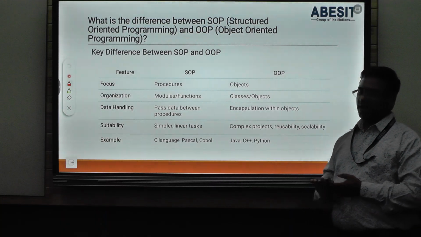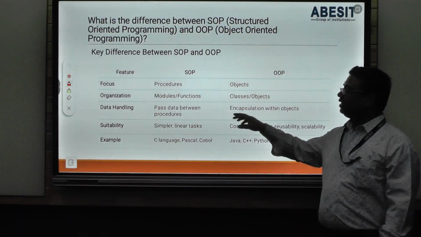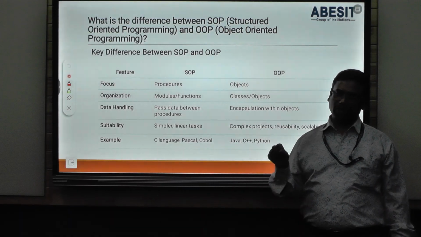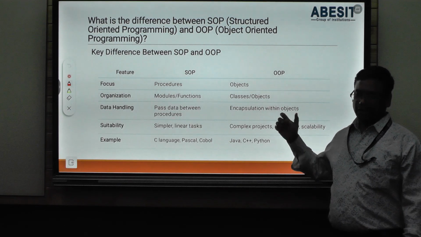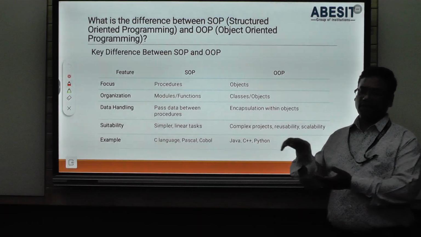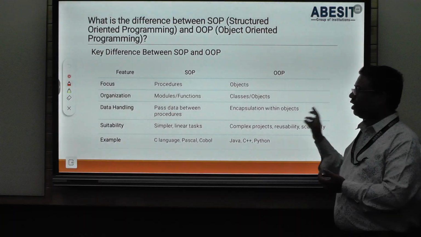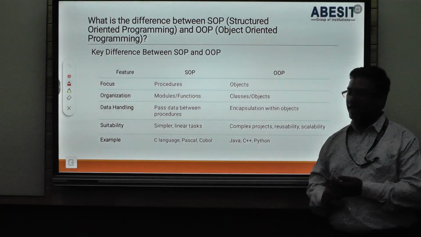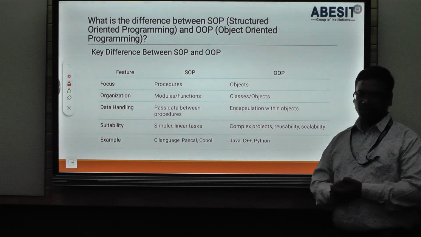Next is data handling. In SOP, data is passed between procedures, which means there is no data security. While in OOP, data is encapsulated within the objects, which means data is secured and can only be accessed by the methods of the object. Next, the fourth key difference is suitability.